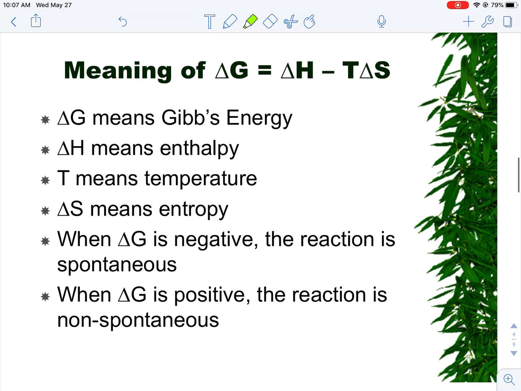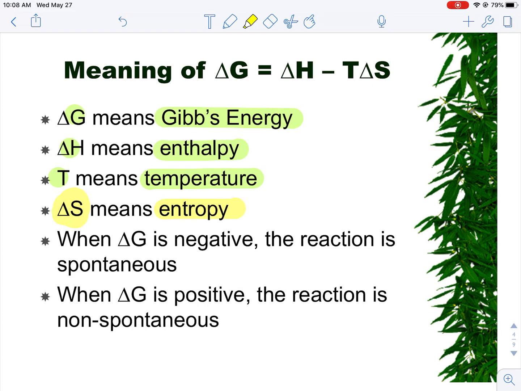Let's look at what all of these symbols mean. Delta G is Gibbs free energy. Delta H, as you know, is enthalpy. T, as you know, stands for temperature. S is new to us this lecture. S means entropy. And that's what we're going to be focusing on as part of this lesson.